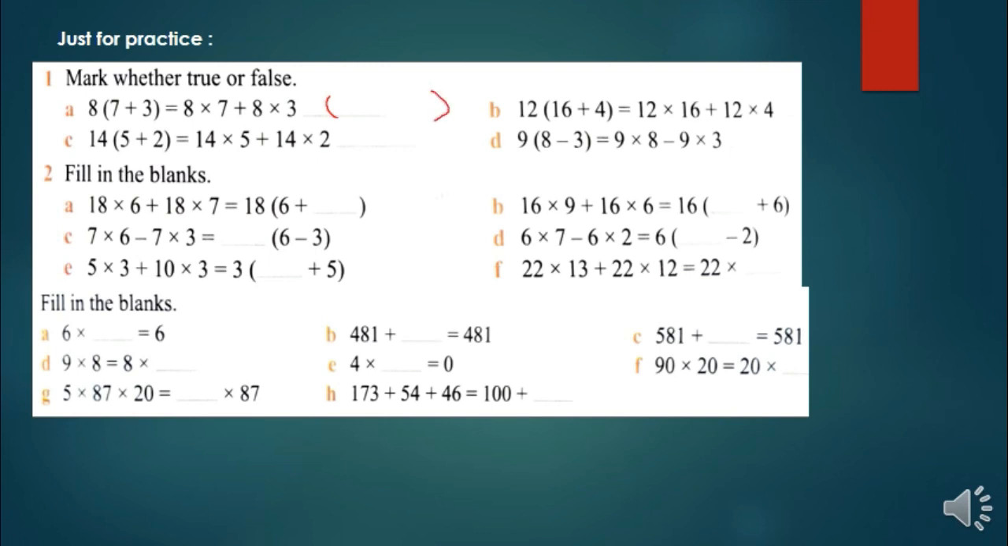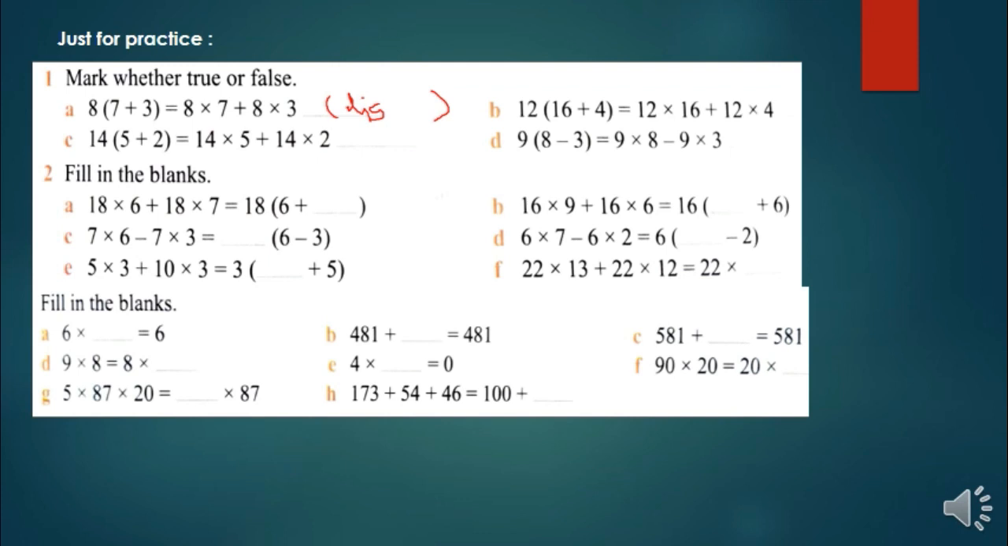Which property did we use here? Which property? Distributive property. Okay, so like that you have to write. Rest here also. See in question D, 9 times 8 minus 3. Here, in the place of addition, there is subtraction. So this is also the distributive property, over subtraction.